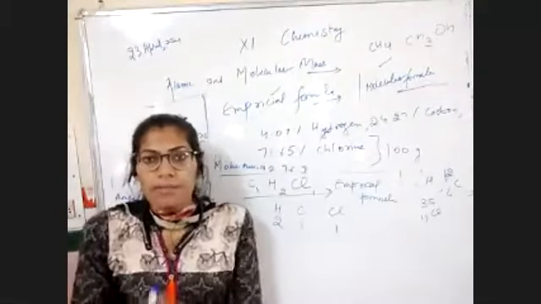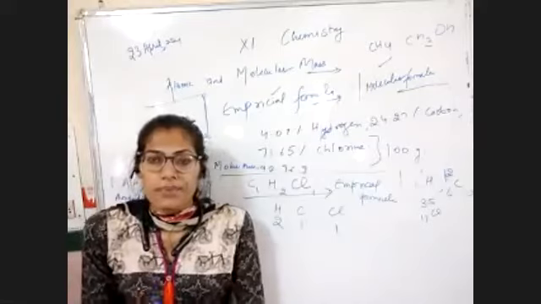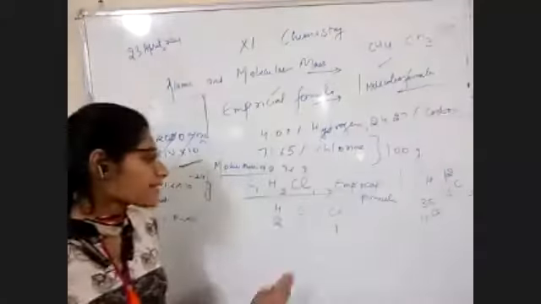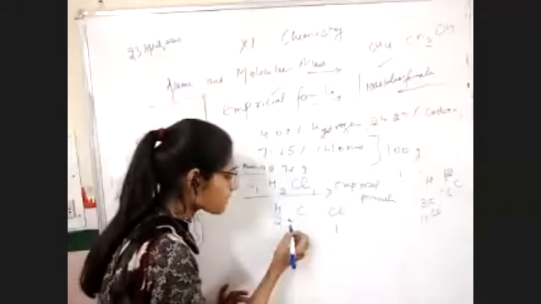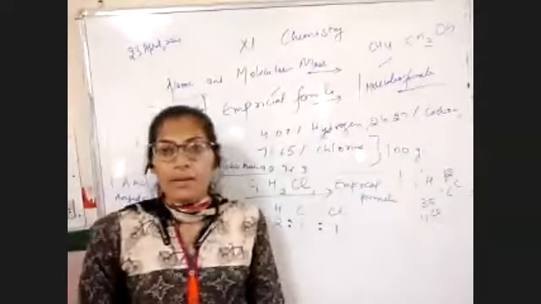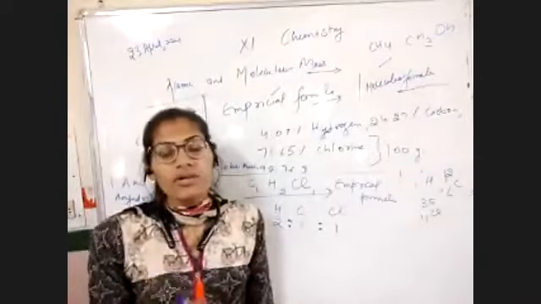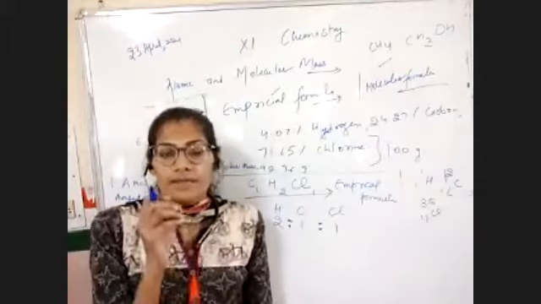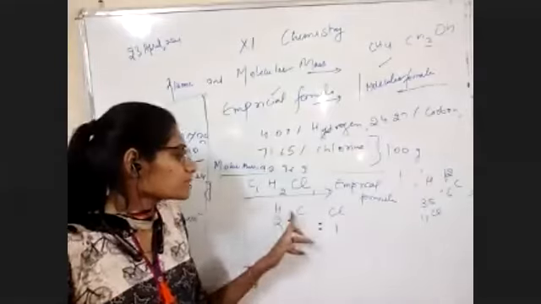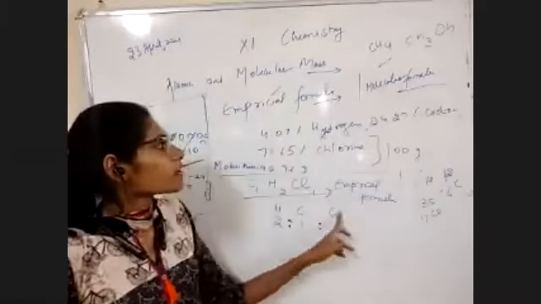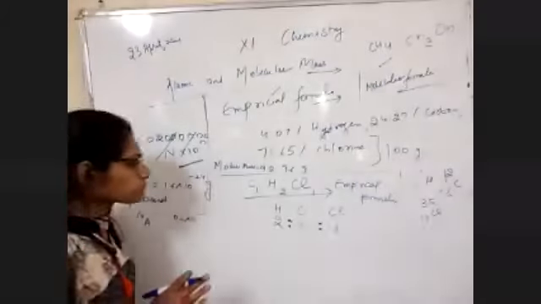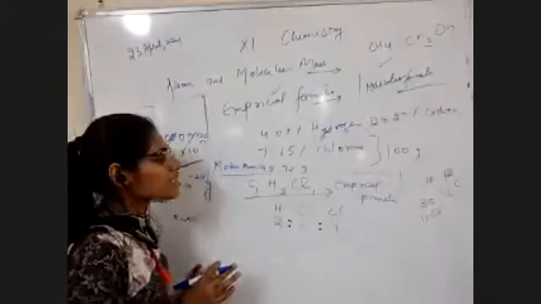This was all about how we can calculate our empirical formula. I hope I'm clear with this. The empirical formula just gives us a ratio, in which ratio our hydrogen, carbon and chlorine are present. But if we need to calculate our molecular formula, we must know how many moles of atoms of hydrogen, carbon and chlorine are present in this particular molecule. So this is our empirical formula.